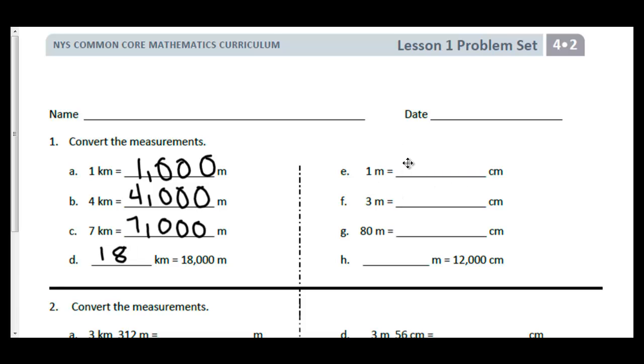All right, so let's try something different. So there are 100 centimeters in a meter. So if I have 3 meters, I have 300 centimeters. If I have 80 meters, 8,000 centimeters. And if I have 12,000 centimeters, then I have 120.